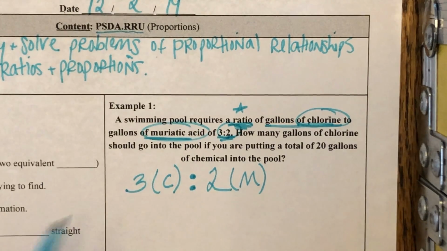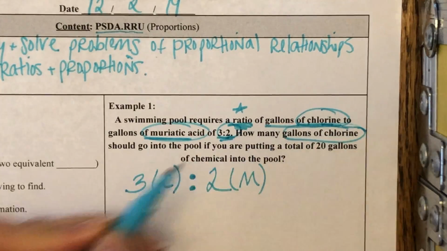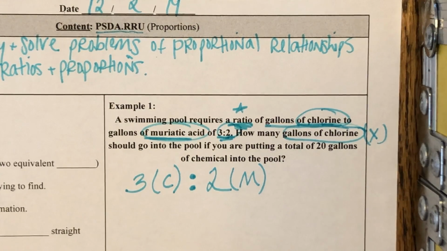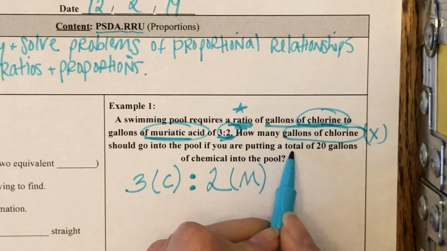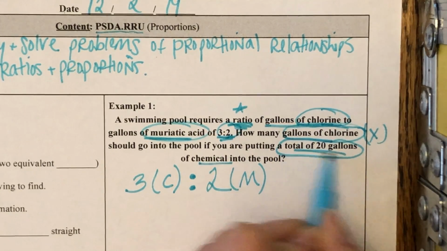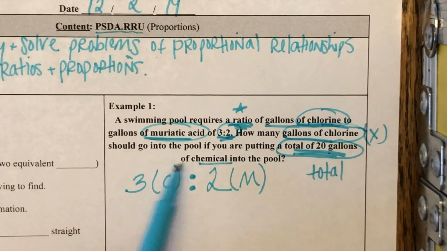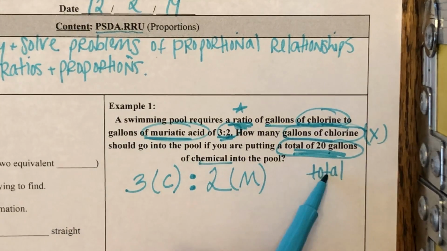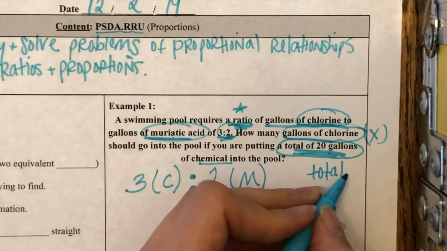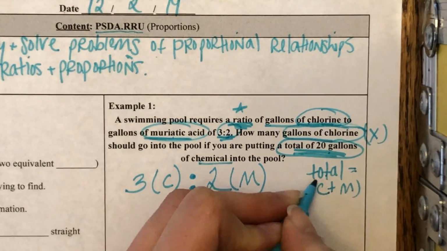And then the question says, how many gallons of chlorine? So I'm looking for a result of chlorine. So when I don't know something, I use an X. So gallons of chlorine, I'm just going to put a little X next to that so that I remember. Should go into the pool if you are putting a total of 20 gallons of chemicals into the pool. So I'm going to put total of 20 gallons. Now, total, I know in my head it's 20 gallons of chemicals. So that is saying my total of gallons is going to include chlorine and muriatic acid. So on the side, I'm just going to write total equals C and M together.